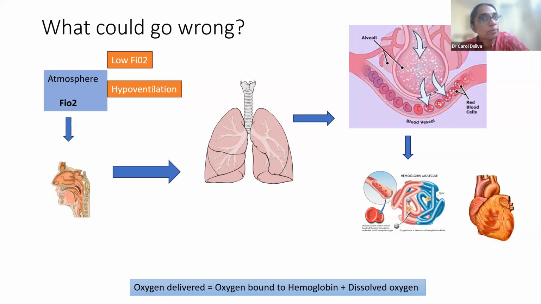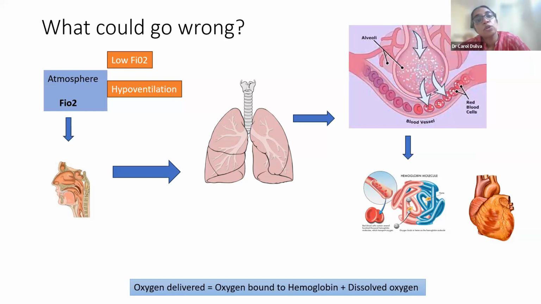Hypoventilation. Why would your patient hypoventilate? A very common cause you see in your ICU is the administration of CNS depressants like opioids and sedatives, but other causes could also be there: neuromuscular diseases, CNS diseases, because the CNS is where the respiratory centers are.